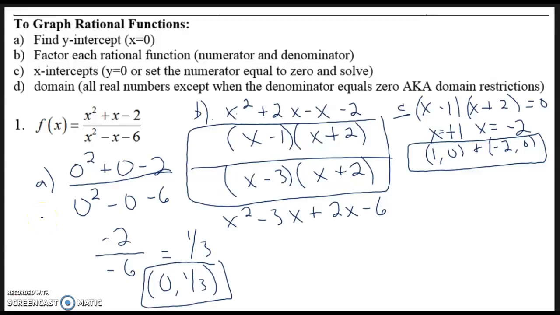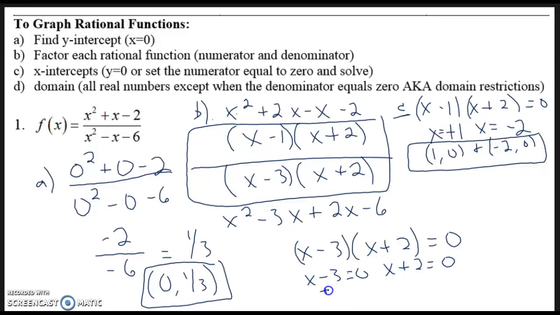Right. So for D, I need to find the domain, and it's all real numbers except when the denominator equals 0. So just like finding domain restrictions, my denominator is x minus 3, x plus 2. Set that equal to 0. X minus 3 equals 0. X plus 2 equals 0. Add 3. Minus 2. X is 3. And x is negative 2. And truly x can't be those things, right? Those are my domain restrictions.